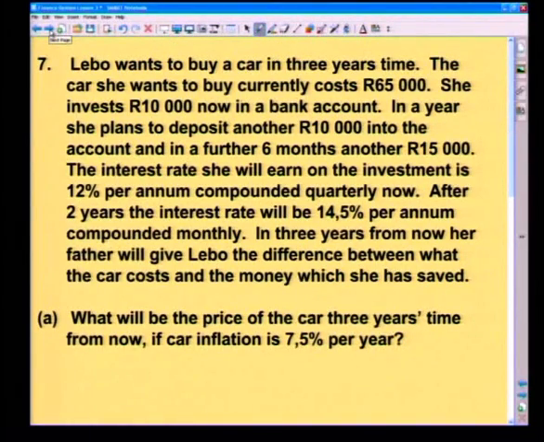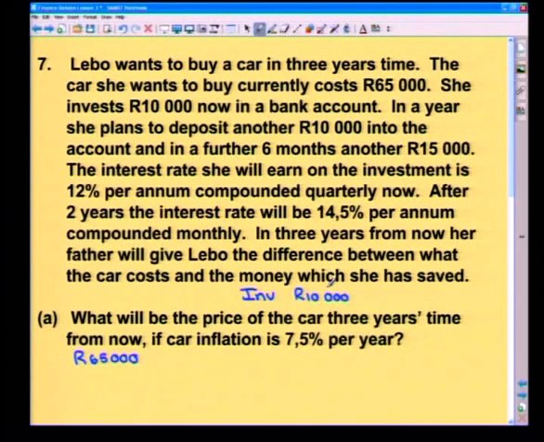Right, the next question talks about Lebor, who wants to buy a car in 3 years' time. The car she wants is currently costing 65,000. She invests 10,000 Rand now in a bank account. So the cost of the car at the moment is 65,000 and she's investing 10,000.